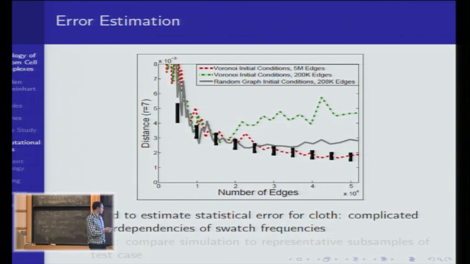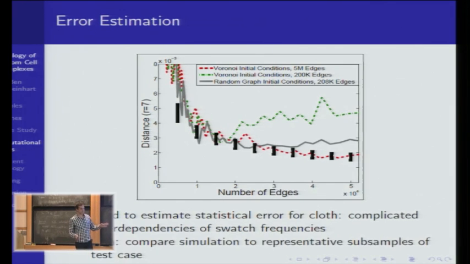But instead, to test finite size effects, we have a test case here, and the test case is really big. So the idea is to compare the simulation with a subsample of the test case that's about the same size, where the subsample is chosen carefully in order to capture these complicated properties of the probability distribution.